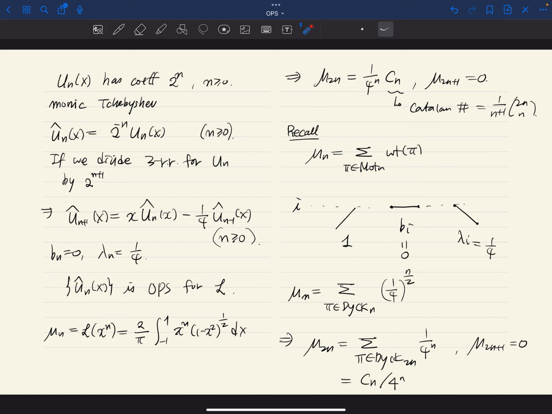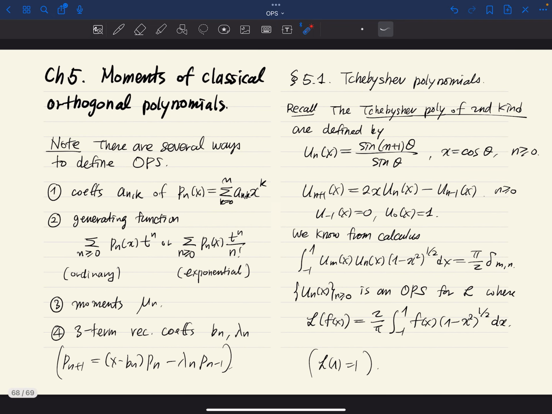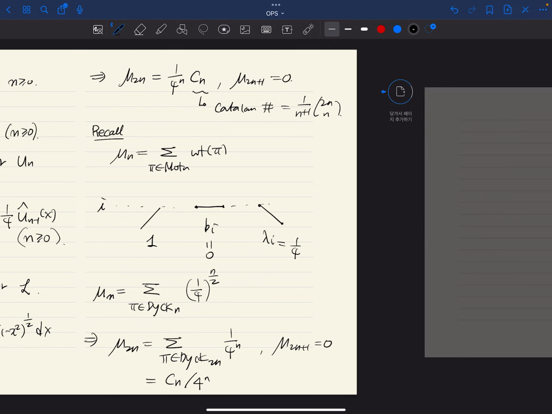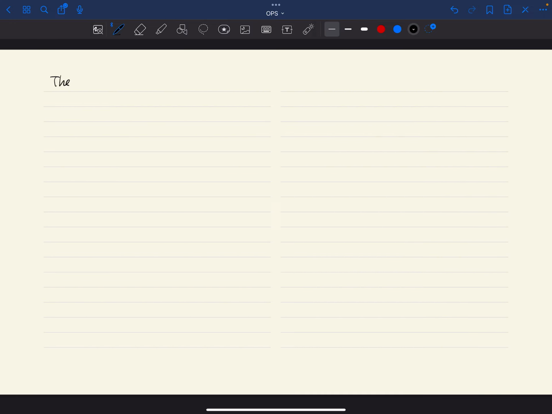Now, this is the Chebyshev polynomials of the second kind, but we can also do similar things for Chebyshev polynomials of the first kind. It's slightly more complicated, but not much. The Chebyshev polynomials of the first kind, if you remember, are defined by T_n(x) equals cosine n theta, where of course x is cosine theta.